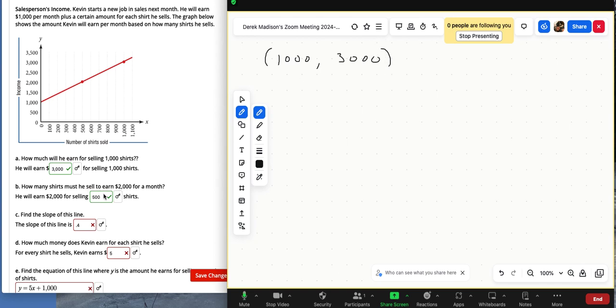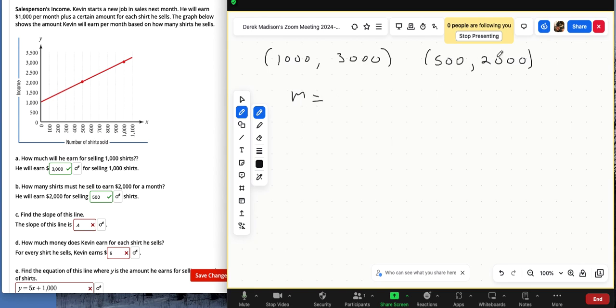And then you did the same thing down here. How many shirts must he sell to earn 2,000? So then we come over here to 2,000, we look down, it looks like it's 500. So for an input of 500, the output is 2,000. So now that we have the ordered pairs there, we can go ahead and do our slope formula.